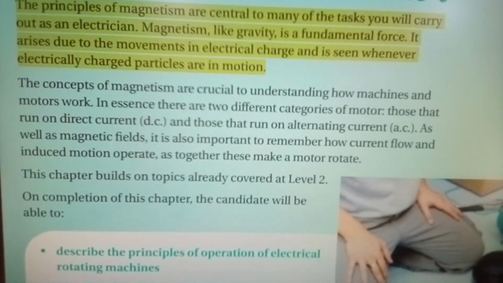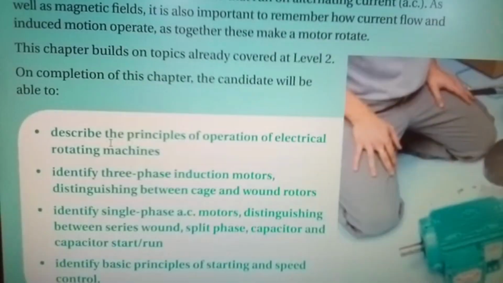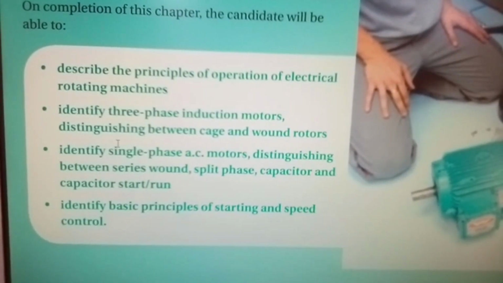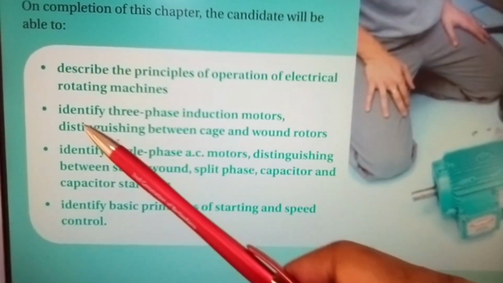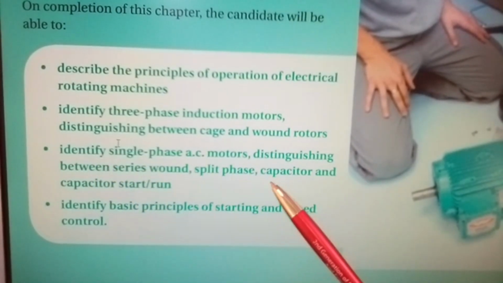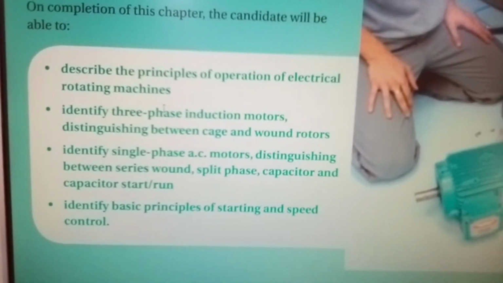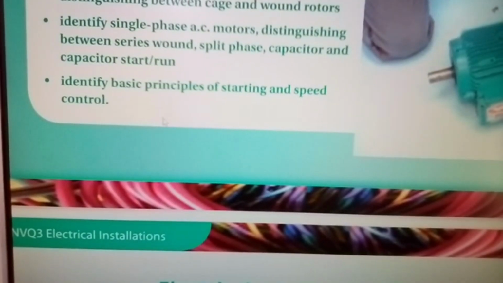Now I'm not going to read this out to you all. Some of this you can read for yourselves, but I will basically take you through what you are expected to know. This describes the principle of operation of electrical machines, identifies three-phase induction motors, identifies single-phase AC motors, and identifies basic principles of starting and speed control. You can read the rest for yourself in full, but that I will leave to you to do.